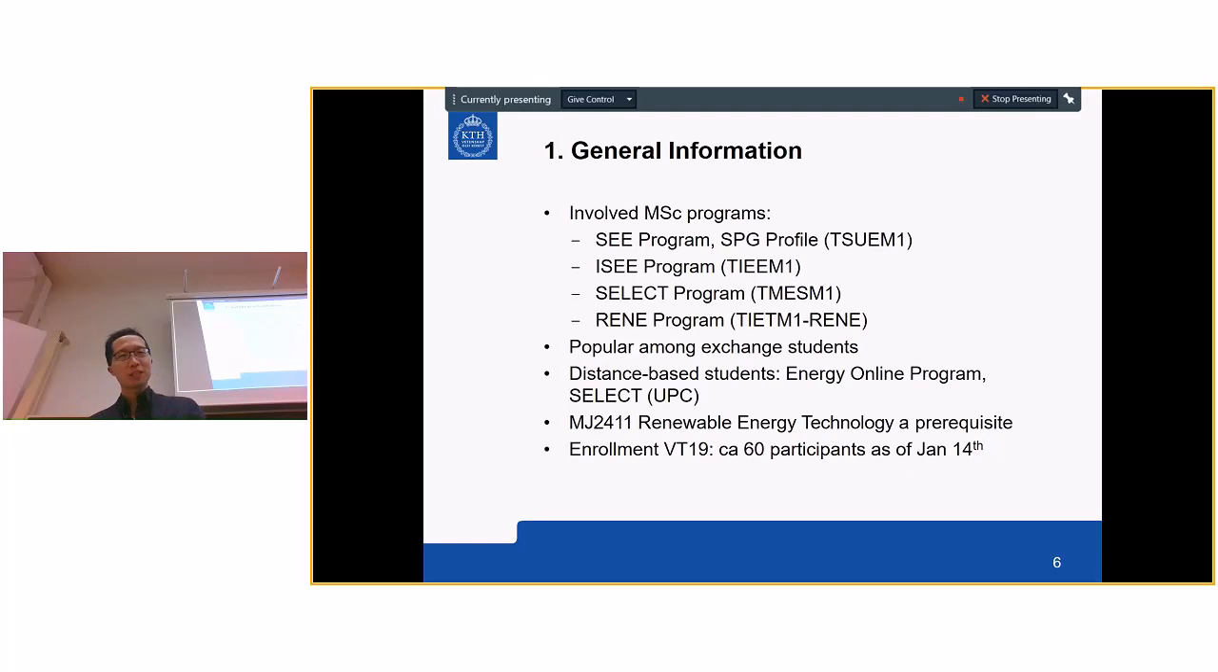So, general information. This course is taken by the sustainable energy engineering students who are following the SPG track. Do we have them here, SE students? Who are in the SE? You are in the SE. Okay, so half of you are from SE. And then some of the ISEE, which is the distance-based SE students.